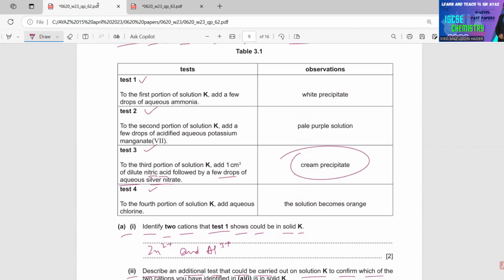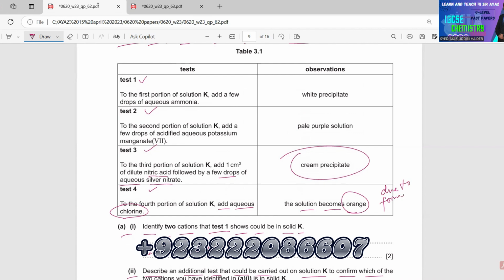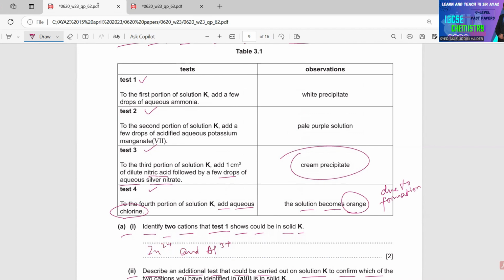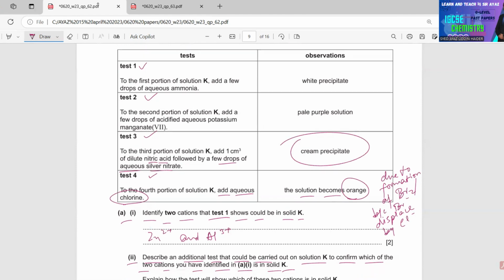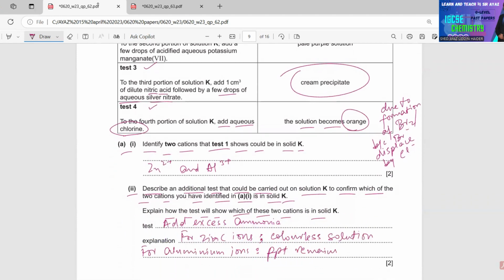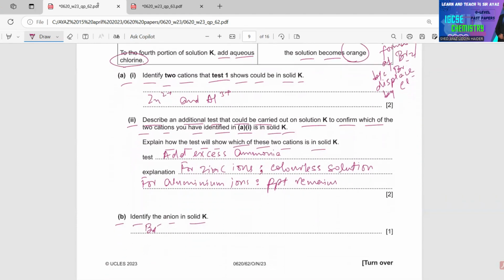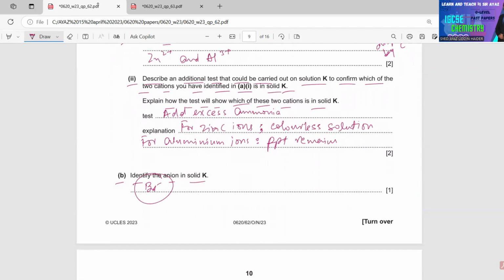You look at one more test, they have added aqueous chlorine and the solution is turning orange due to formation of Br2, because Br negative is displaced by Cl negative, which is coming from aqueous chlorine. Chlorine is above bromine in the periodic table and it's group 7. So it will definitely replace the bromide ion. And this orange color is due to the formation of Br2 in the solution. So this will confirm the presence of Br minus ion.